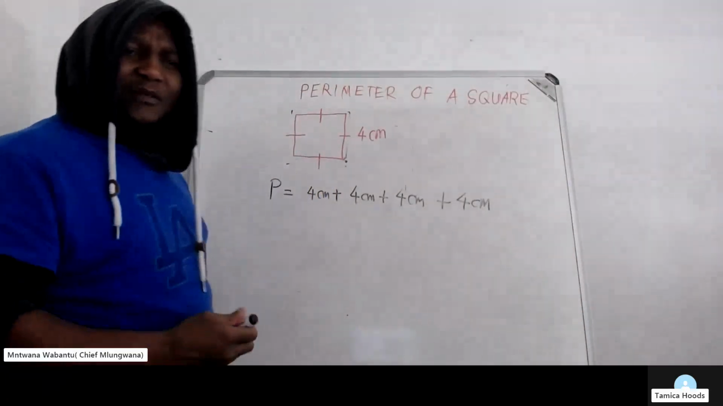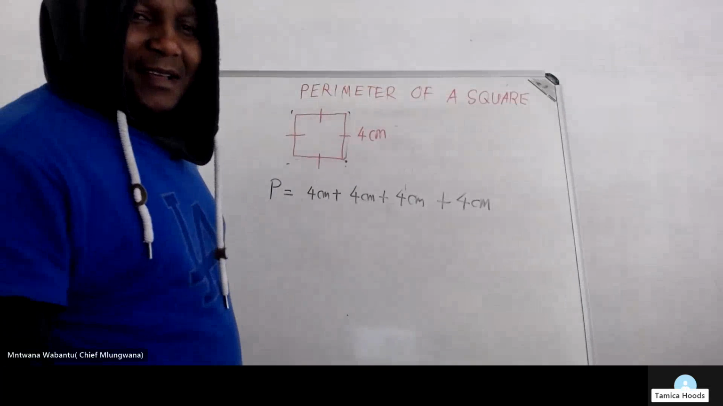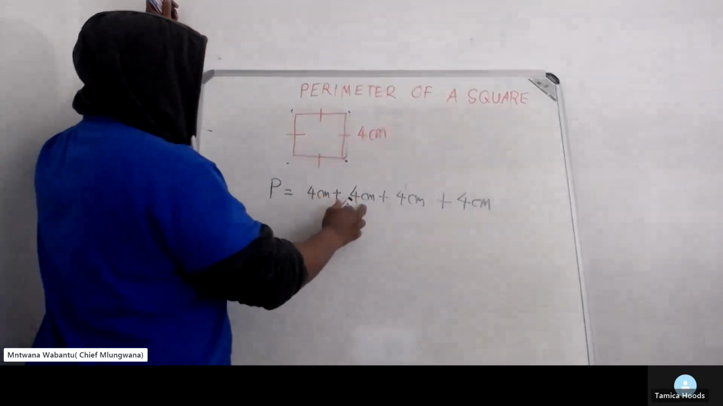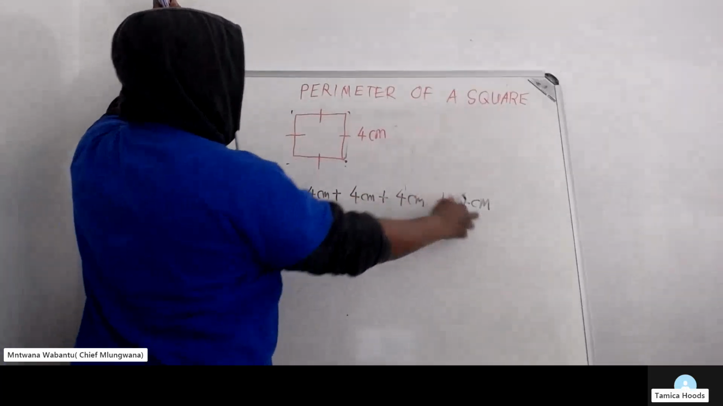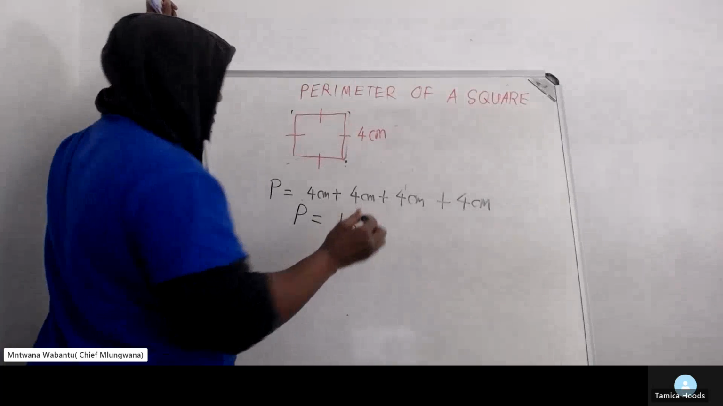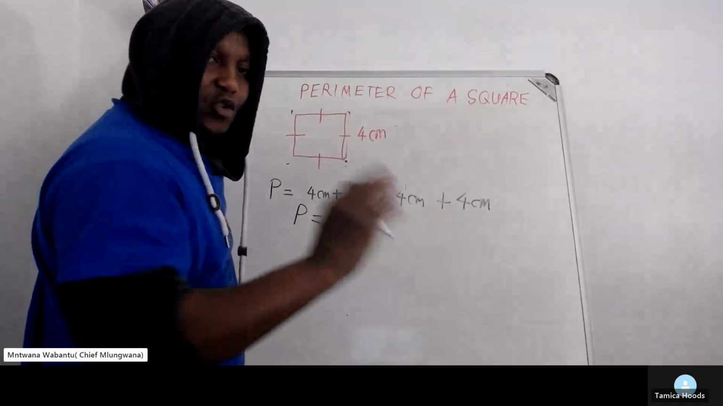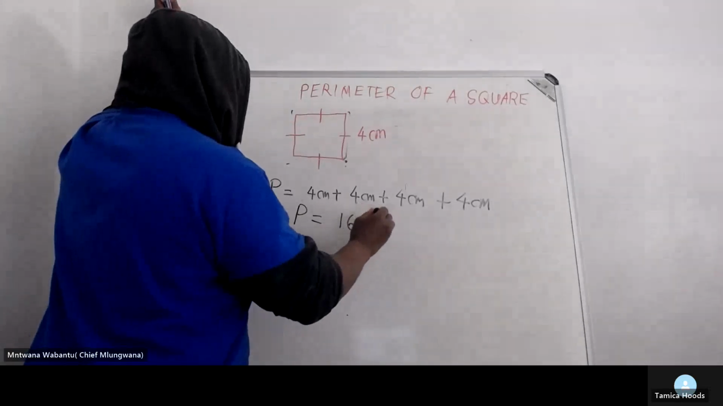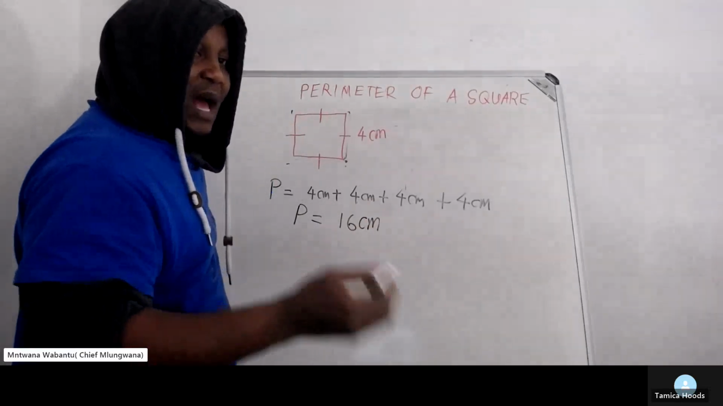Tamika, are you there? Because I feel like you're not there. I am here. Okay. So then you're going to say 4 plus 4, 8 plus 4, 12 plus 4 equals 16. So perimeter equal to 16. But remember, these are lengths, so you don't say square, you just say 16 centimeters. So this is our perimeter.